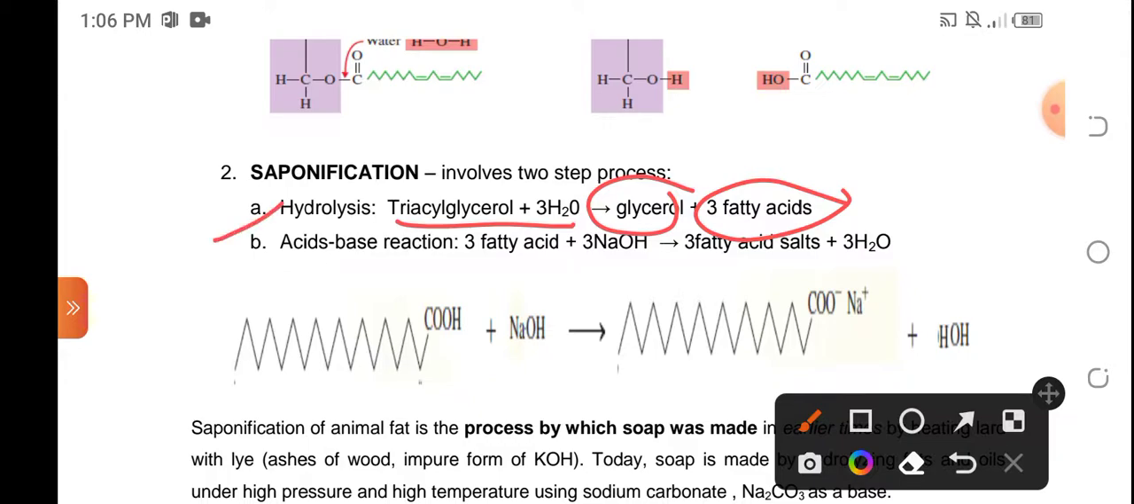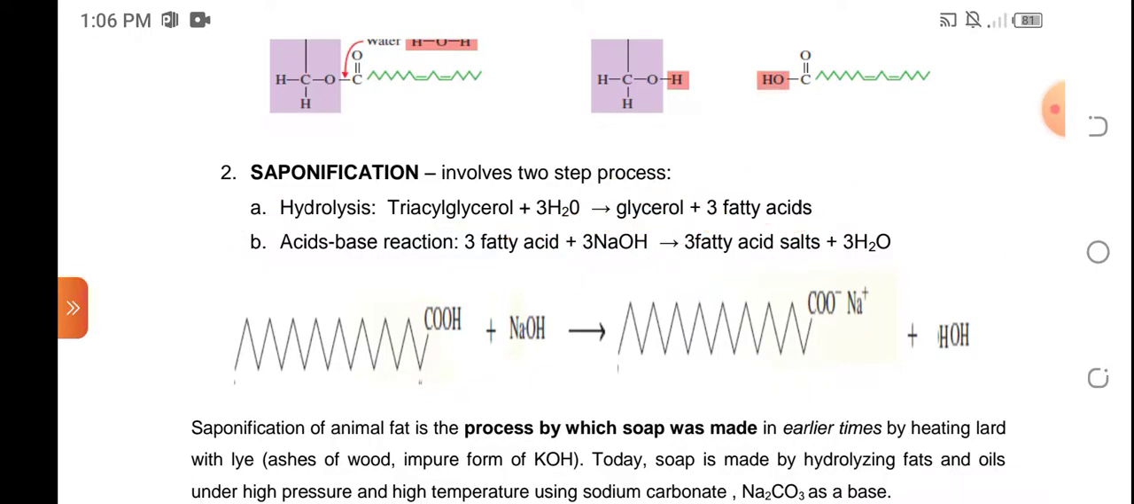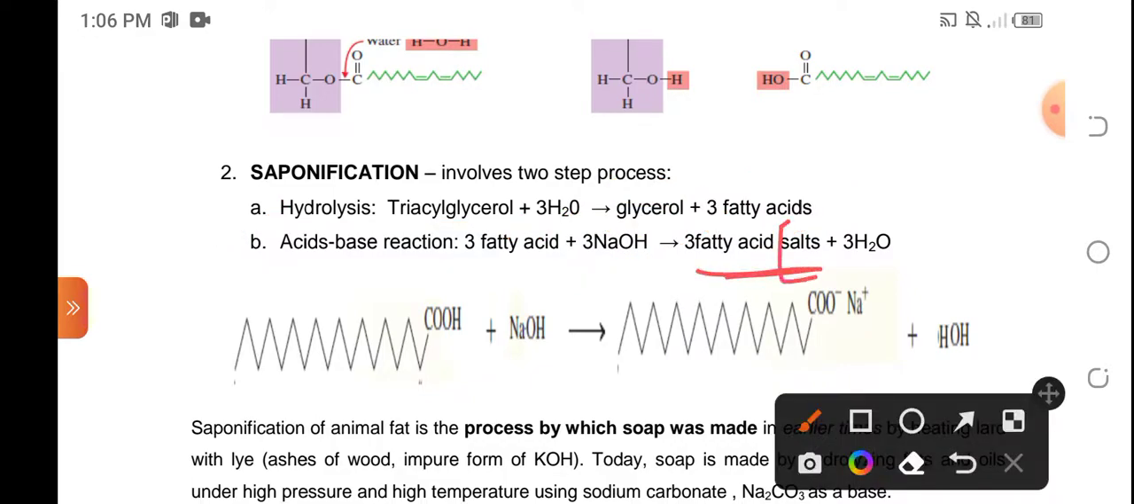And then the second step is the acid-base reaction wherein these three fatty acids will now be reacting with the base in the form of a metal hydroxide, particularly here the sodium hydroxide, at makakaproduce daw siya ng three fatty acid salts. So may salts na dyan and water molecule.